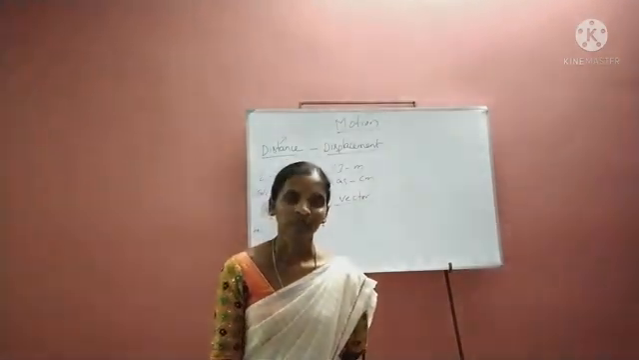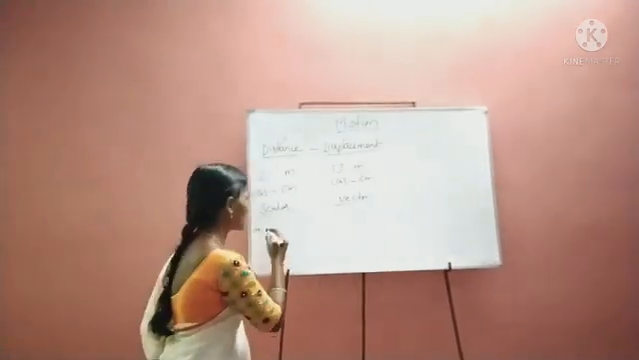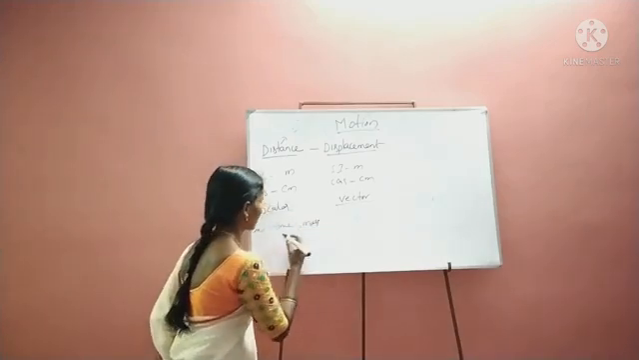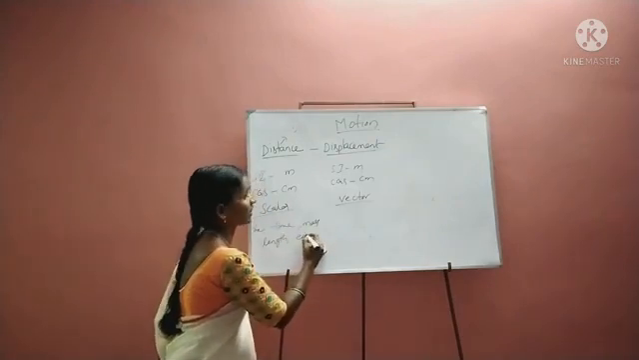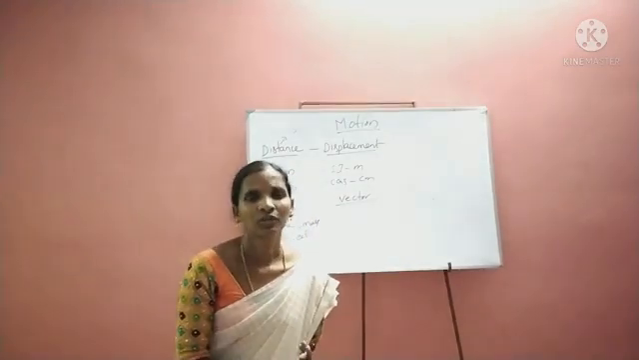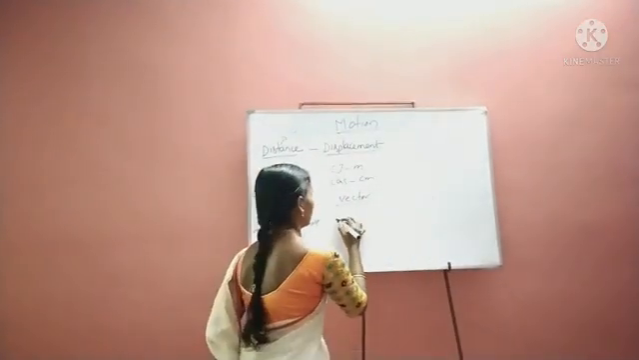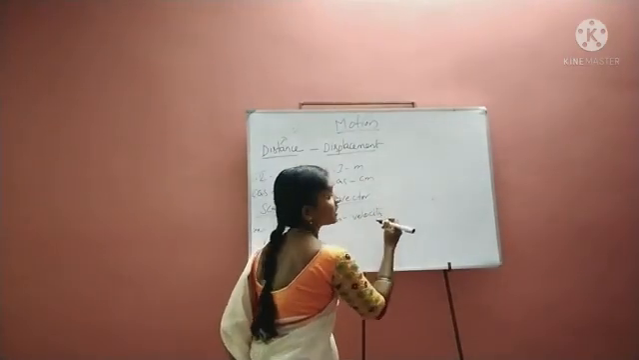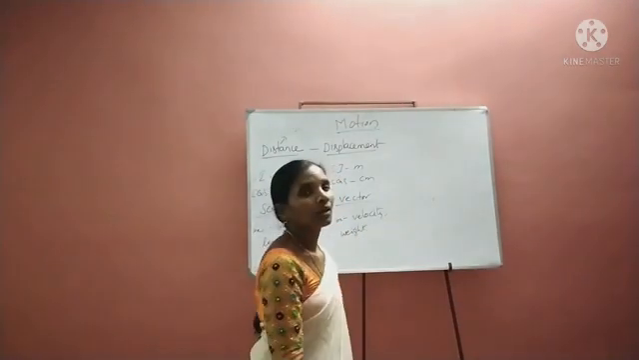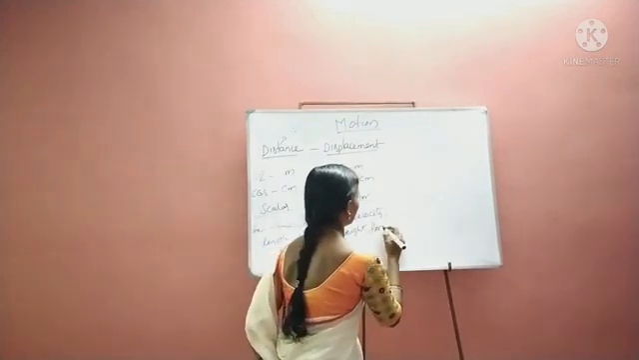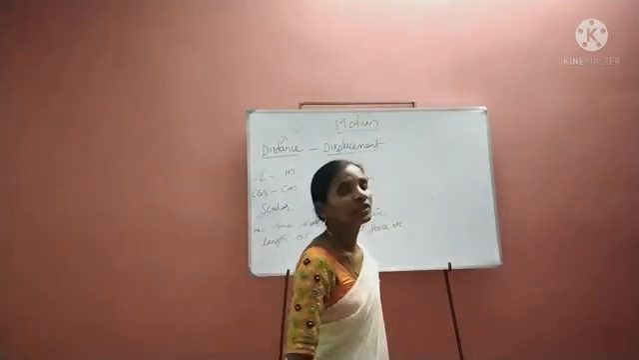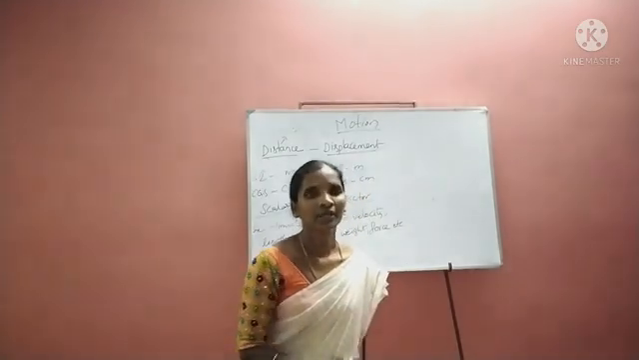Scalar examples: distance, time, mass, length, etc. Vector examples: displacement, which we know is a vector, velocity, acceleration, weight, force, etc. These are the vector and scalar examples.